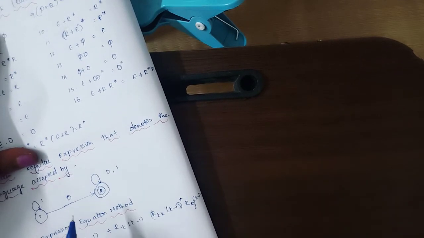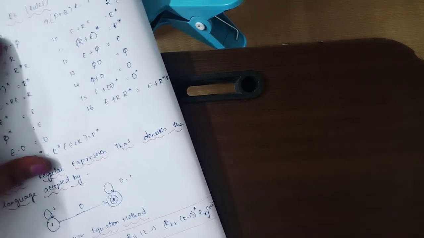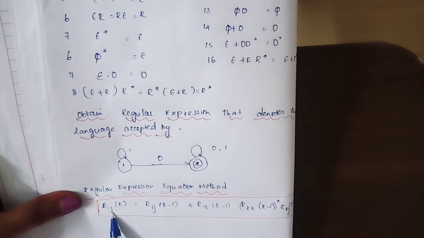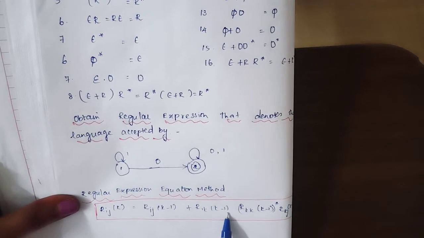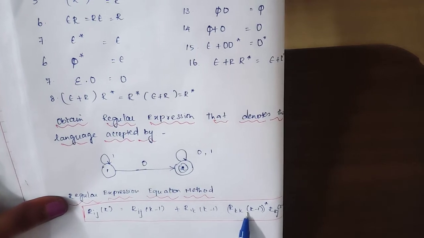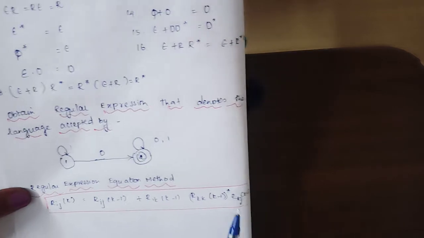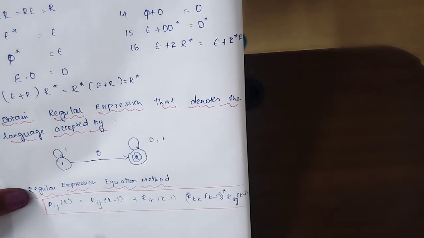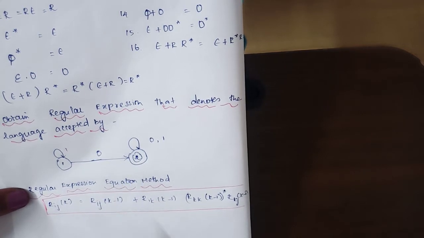So the formula here, see this formula: Rij of k equal to Rij of k minus 1 plus Rik of k minus 1 into Rkk of k minus 1, the whole closure, and Rkj of k minus 1. So this is the way you have to use this formula for conversion from a given DFA to a regular expression.